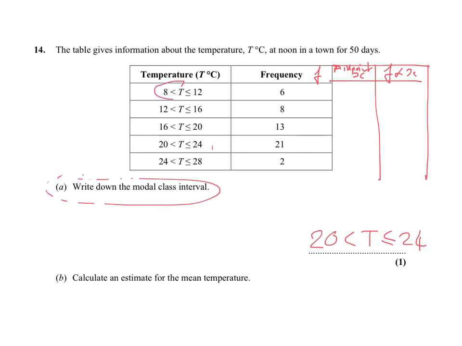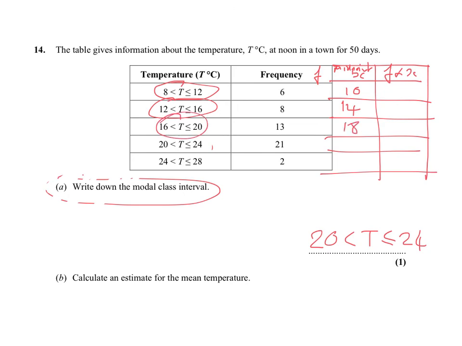So the midpoint halfway between 8 and 12 is 10. Halfway between 12 and 16 is 14. 16 and 20. Halfway between 20 and 24. Halfway between 24 and 28. Then we do the f times x column, so 6 times 10 is 60. 8 times 14, and so on. And as you've heard, the bell's just gone, so I will continue this later.